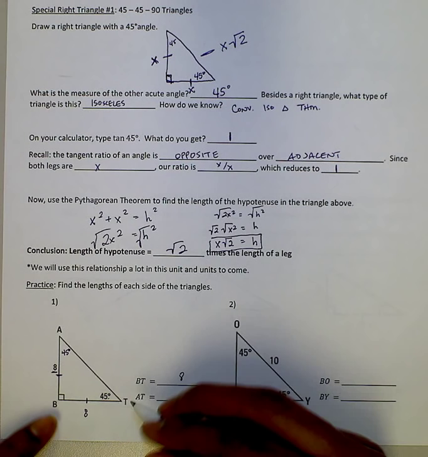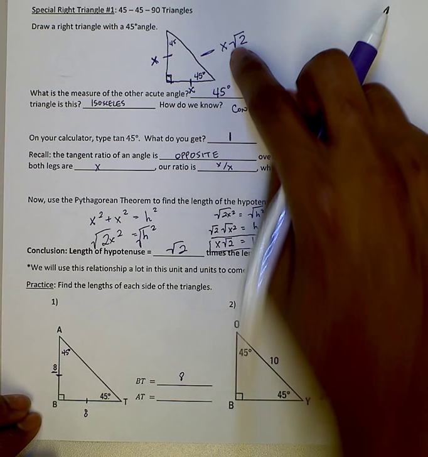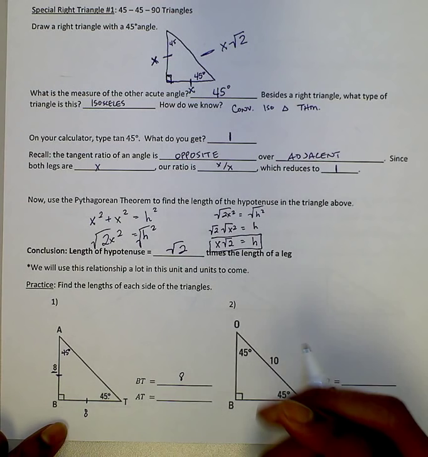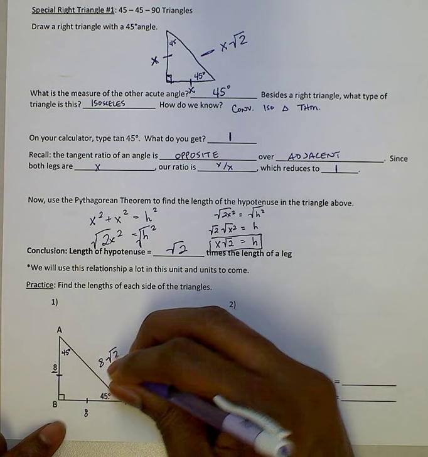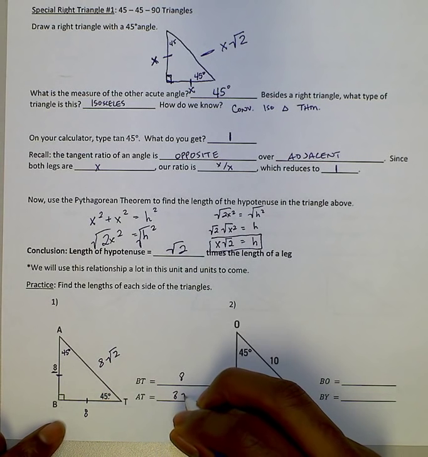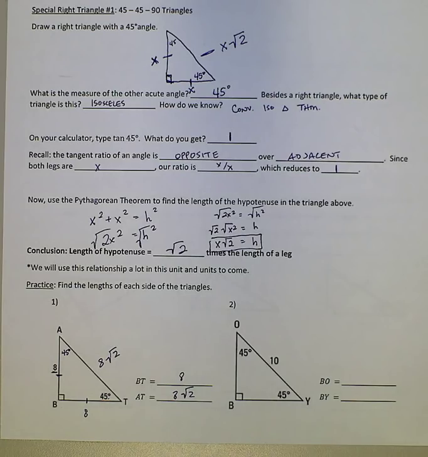Now we need to find AT. AT in this case is our hypotenuse. Our hypotenuse, like we said, is whatever this is times radical 2. So 8 times radical 2 will just be 8 radical 2. And that's the simplest 45, 45, 90 triangle problem that we'll see.